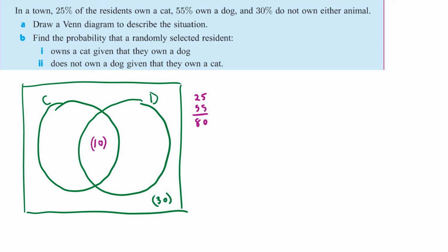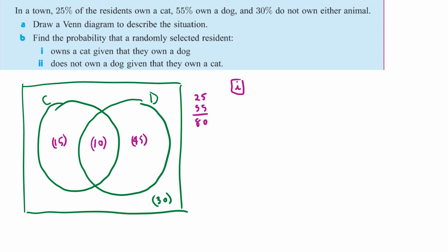If 10 are shared cats and dogs, then that means that 15% own cats only. And then if 10% are shared cats and dogs, then 45% equals dogs only. So there's my Venn diagram to represent the situation. Now let's answer the two questions.